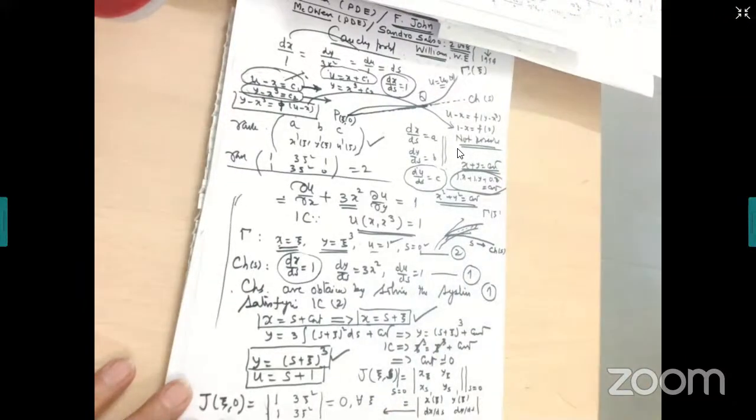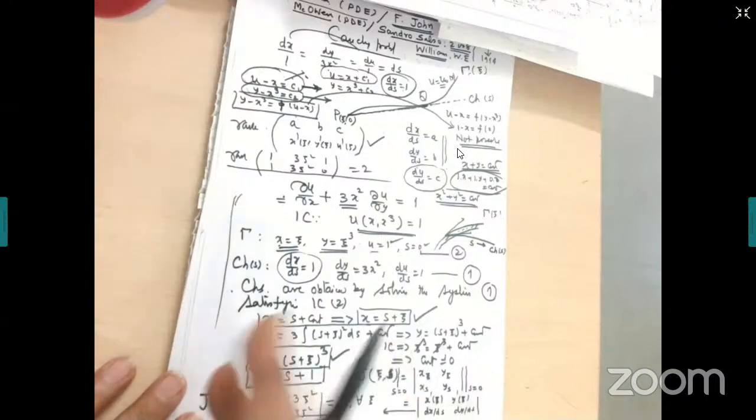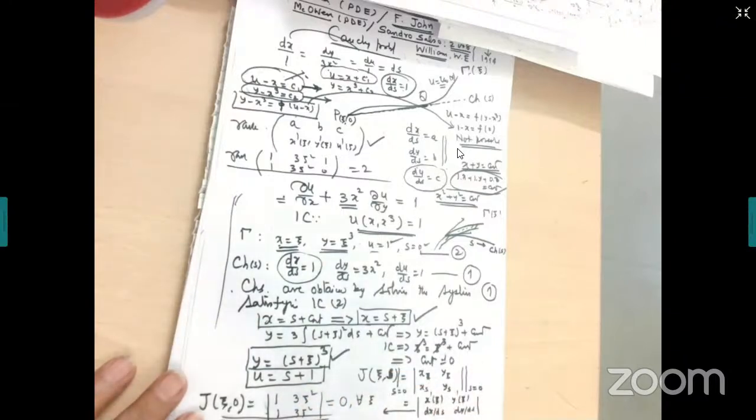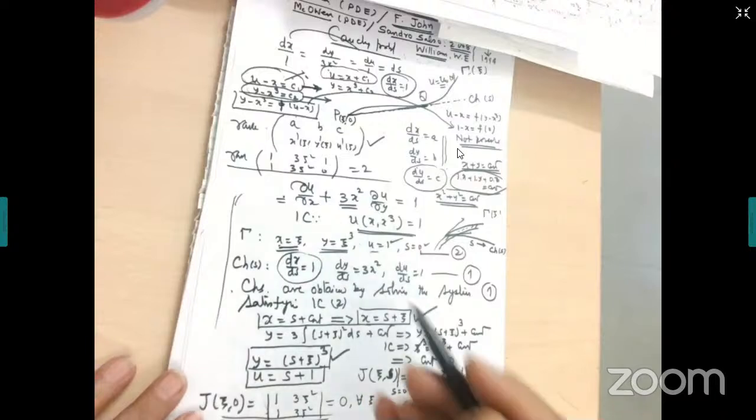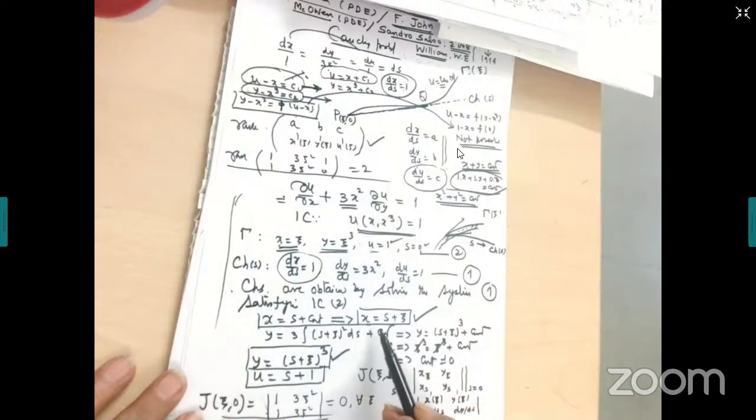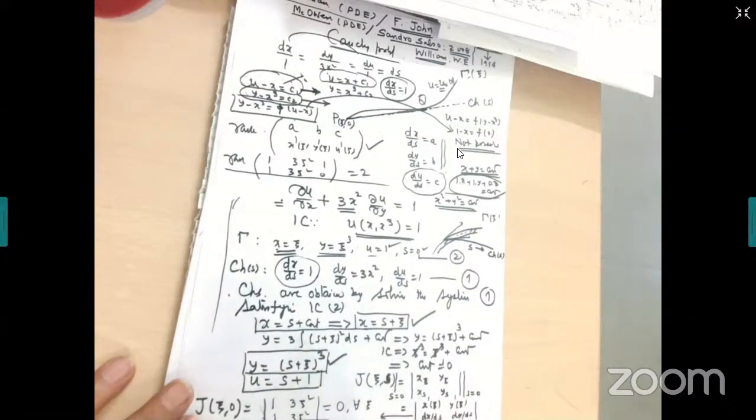The Jacobian of the transformation, you have to look at the Jacobian of the transformation. If it is non-zero, it means a one-to-one transformation, and one-to-one transformation means inversion is possible. So the implicit inverse function theorem ensures that S and Xi can be expressed uniquely in terms of X and Y. And therefore, we know that the solution exists and it is unique.